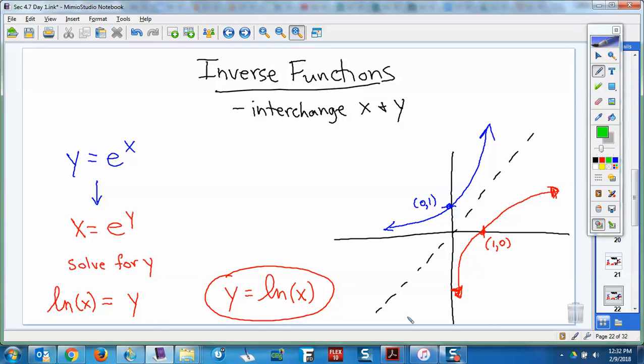Here's e to the x and natural log of x. We're going to talk a lot more about that later in the year, so we won't worry about it right now. But those are inverse functions. We interchange the x and y, and if you remember from Algebra 2, when you solve for y, you get y equals ln x. That's the red graph. The e to the x graph is the blue graph. Again, e to the x is one-to-one. It passes the vertical and horizontal line tests, so no problems with its inverse function.